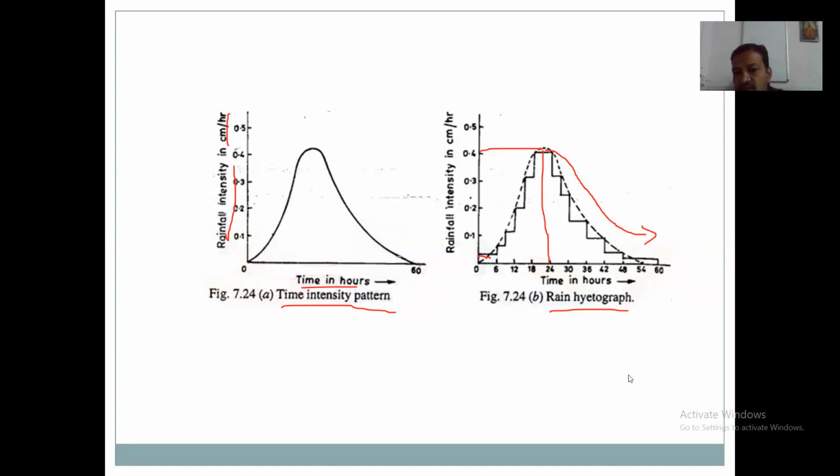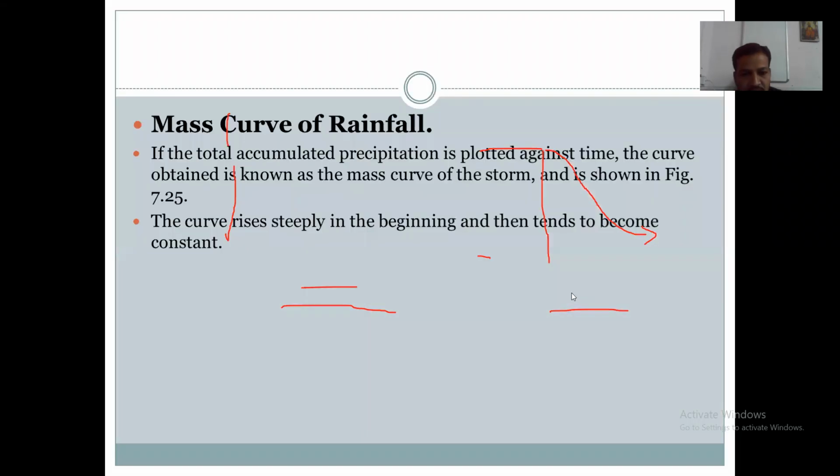From that you can analyze the precipitation data, how much quantity of water is required for supplying water to the particular city for drinking purpose, for supplying water to the crops, for irrigation purpose, or for other purposes. This is a rain hyetograph.